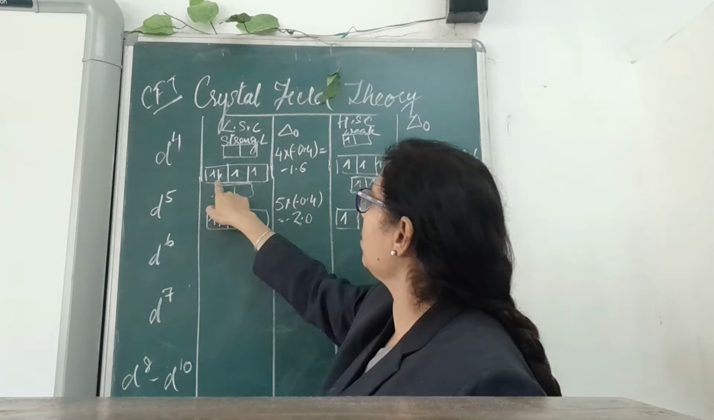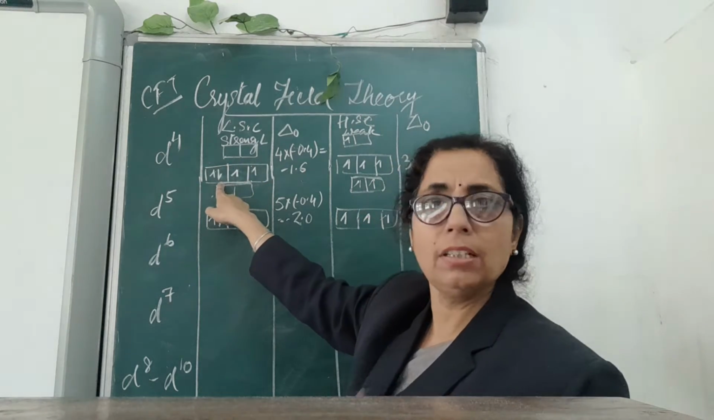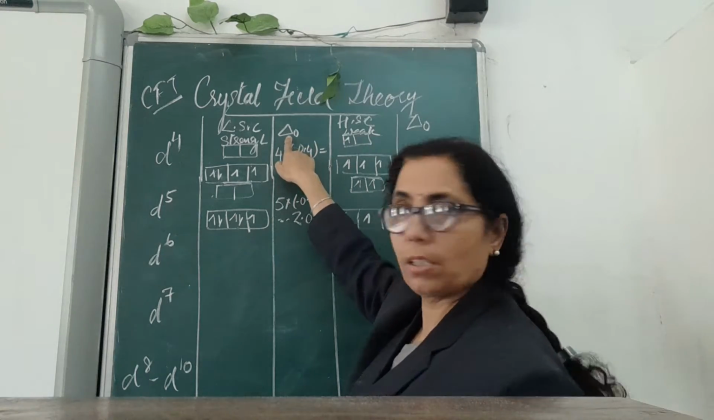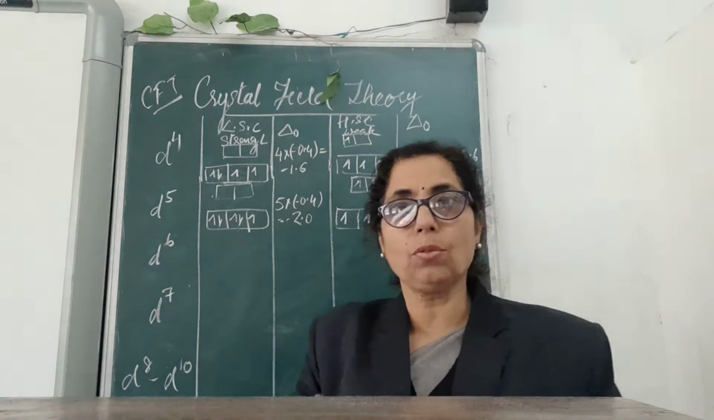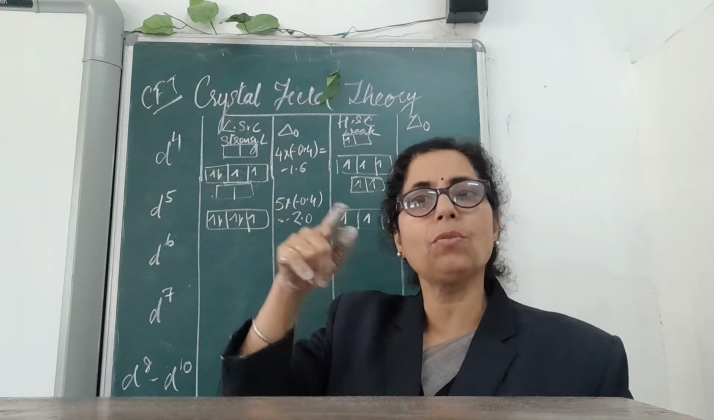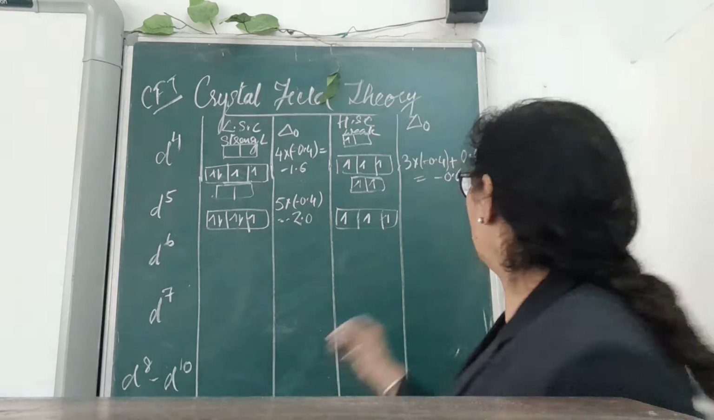So in a low spin complex, the extra electron will go into the lower energy level. In order to find out delta naught, that is the total energy required, the change in energy from lower energy to higher energy, that we have seen here like this.